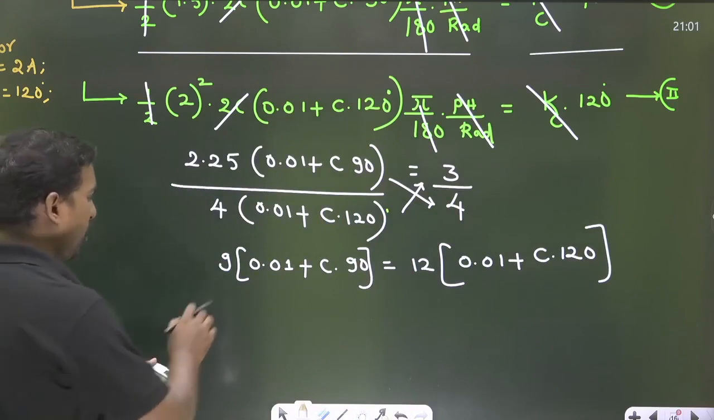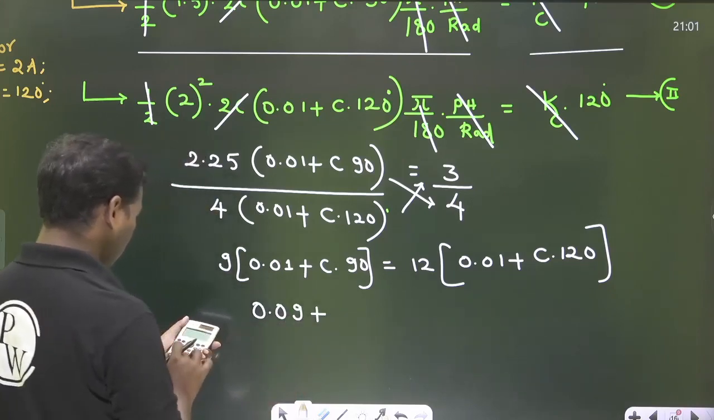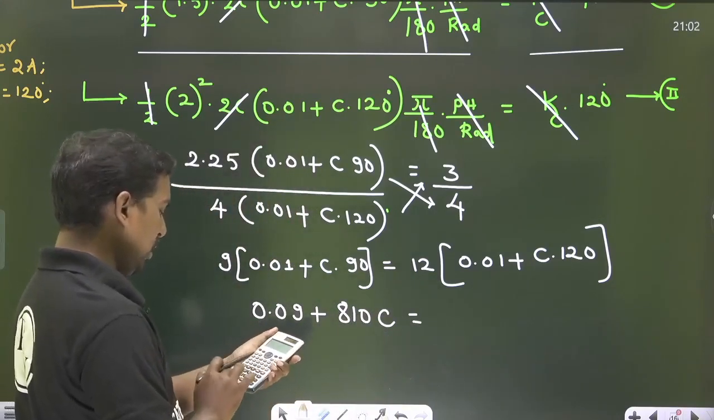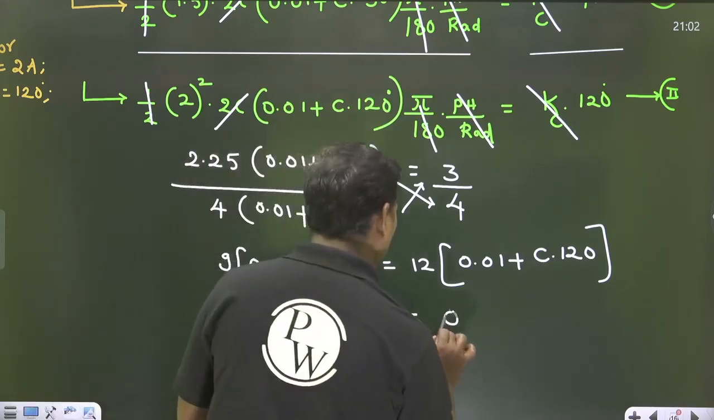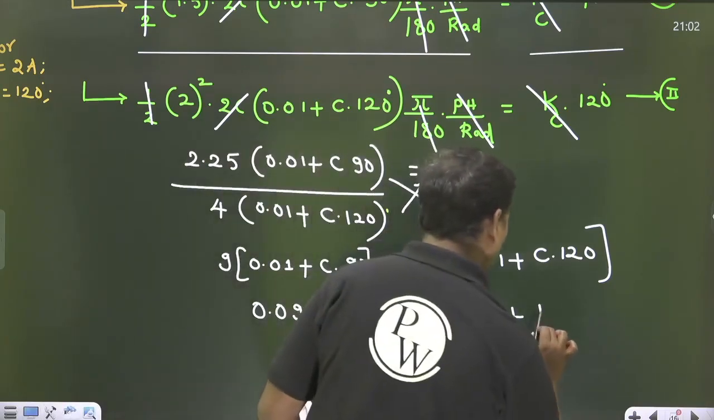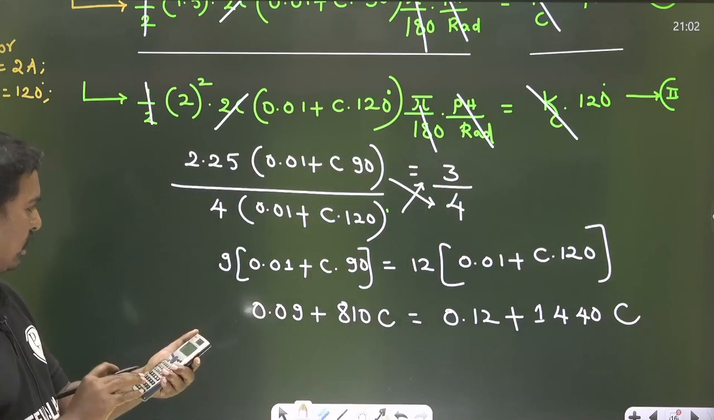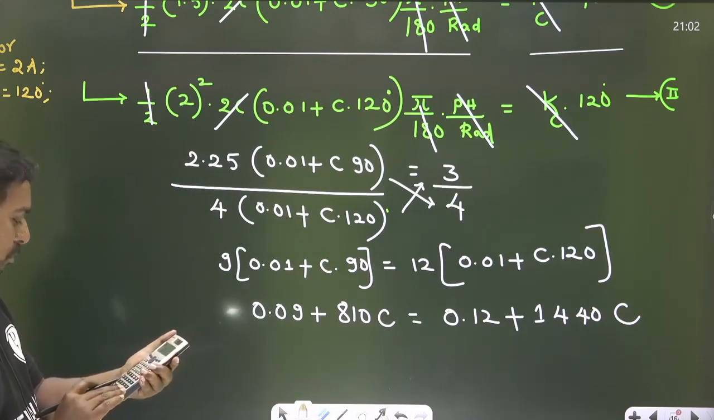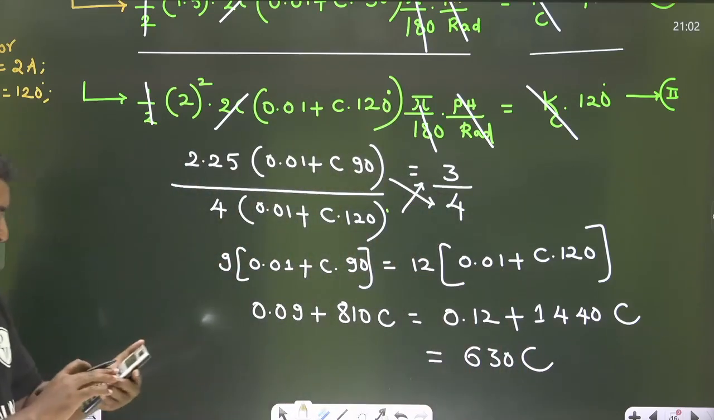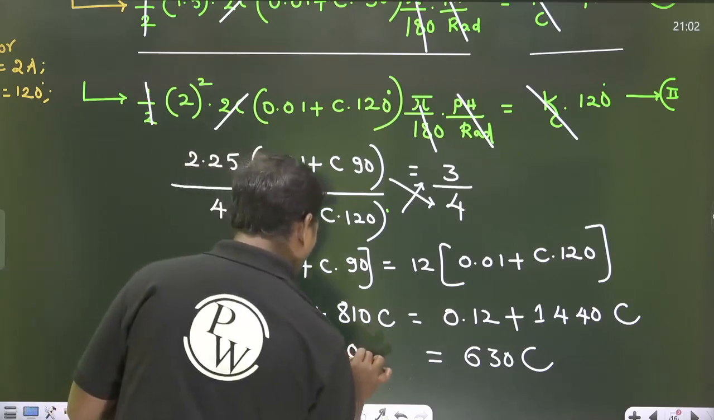So 0.01 into 9 comes as 0.09, plus 90 into 9, that is 810 C, equals 12 into 0.01, that is 0.12, plus 12 into 120, that is 1440 C. Now you are going to get 1440 minus 810, 630 C, equals 0.09 minus 0.12, which is minus 0.03.